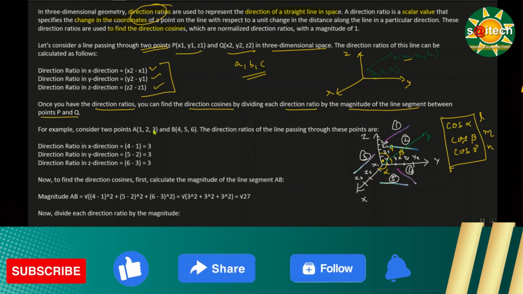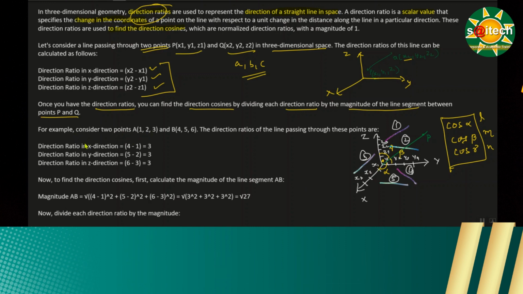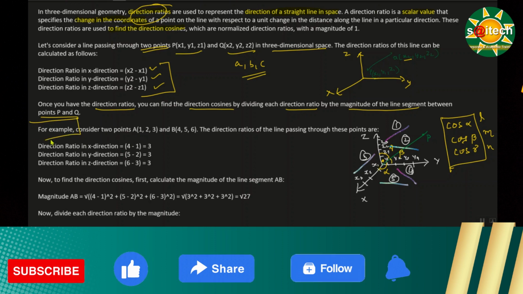So now we have these 2 points. Let me consider another example. So here we have point A, point B. What are the points? For A, 1, 2, 3, that is x1, y1, z1. What about this point B? x2, y2, z2. What are the direction ratios?